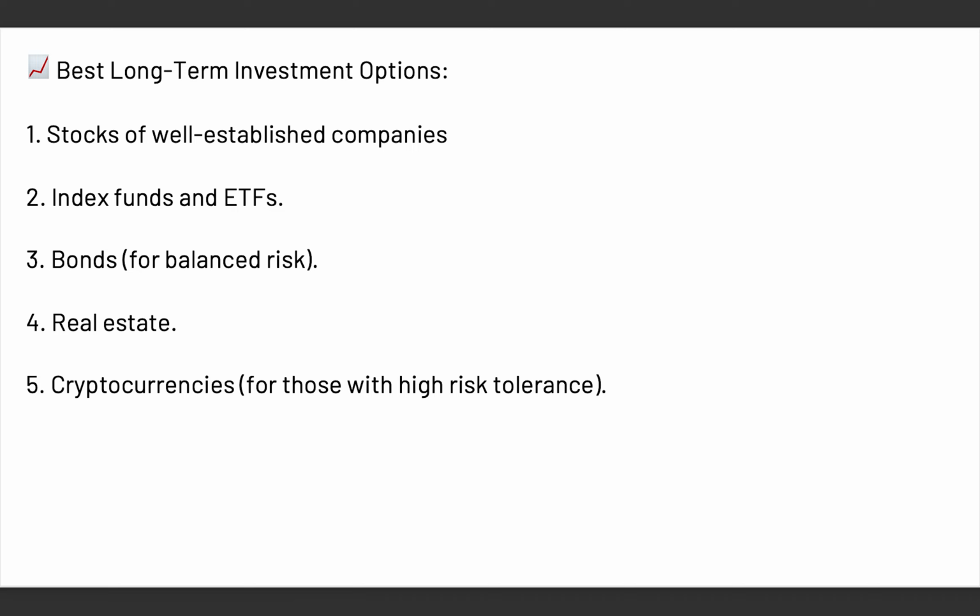And number five will be cryptocurrencies. If you have high risk tolerance, you can invest your money in cryptocurrencies, because cryptocurrencies are a high-risk investment. So make sure you pick reputable cryptocurrencies like Bitcoin and Ethereum if you are looking for long-term investment with crypto. So these are different options for long-term investment.